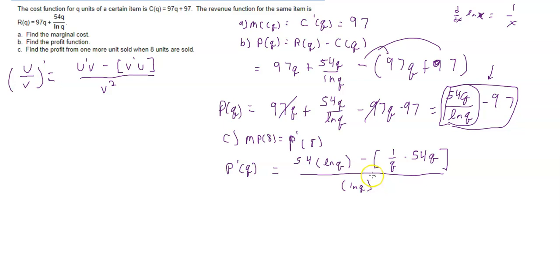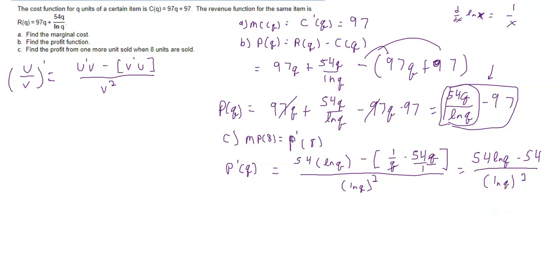and then all divided by the natural log of Q squared. Well, if I simplify this down, I can think of that as 54 over 1, but those Q's divide out, right? So I get 54 natural log of Q minus 54, because this inside the brackets will simplify to just 54. So 54Q over 1, those divide out. All divided by the natural log of Q squared.